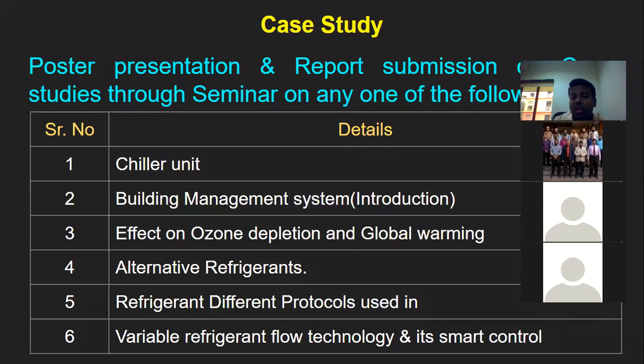One more topic you can see is the effect of ozone depletion and global warming. This is a broad term, ozone depletion. Then you have alternative refrigerants. What are the alternative refrigerants? Then which are the different refrigerant protocols? Then we have variable refrigerant flow technology and its smart control. So all those things are there, and we need to go through this.